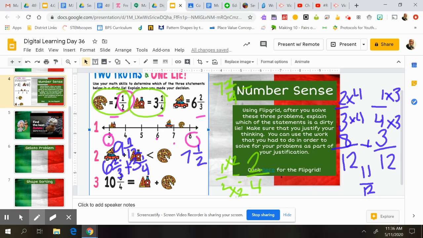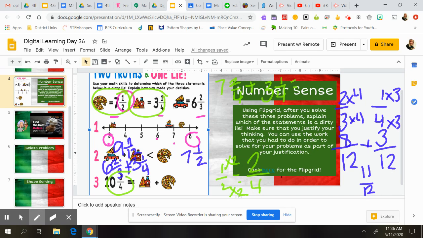Sorry. That looks bad. We'll fix that. 7 2/4 plus 3 1/4. And I would need to add those two together. See what I get. See if I get 10 3/4.